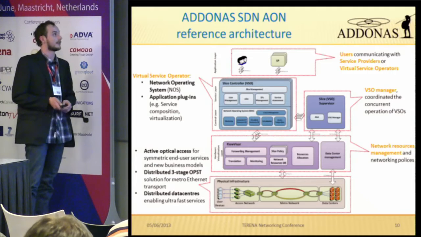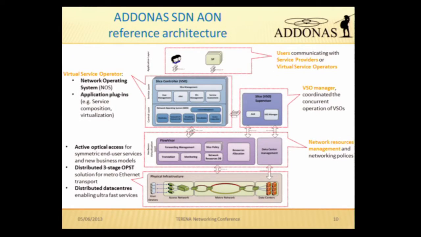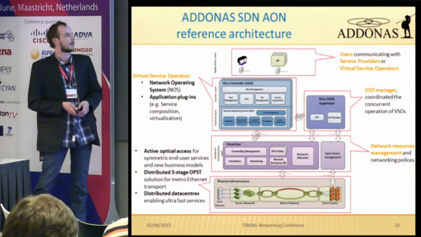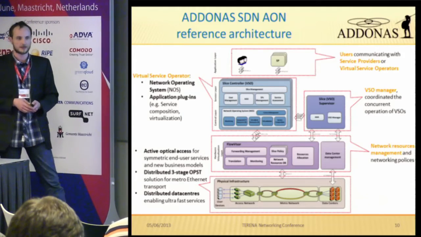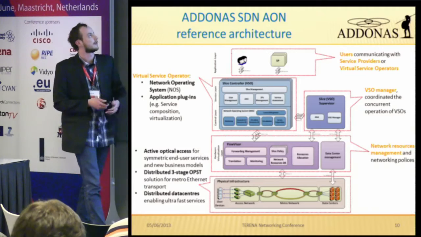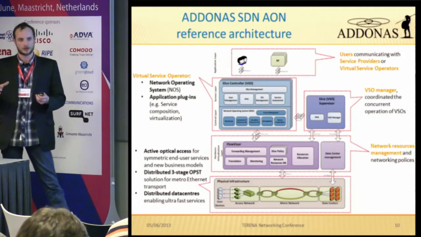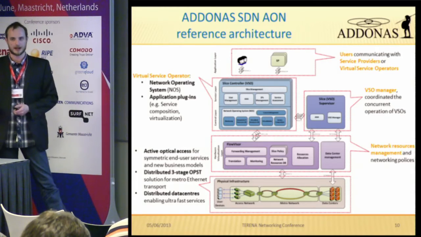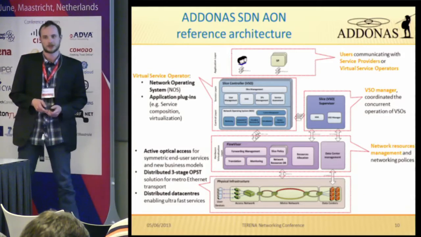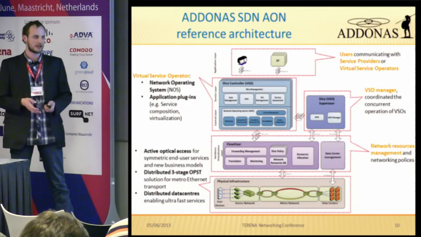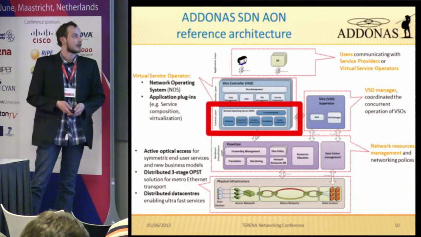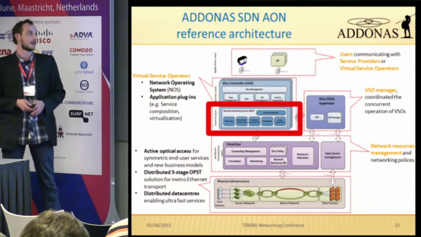Here is our SDN reference architecture. At the bottom, we have the physical infrastructure, which is active optical access for symmetric end user services. Then we have network resources management and networking policies. We have used FlowVisor in order to virtualize the network's physical infrastructure. We have the VSO Manager on the right-hand side, which is configuring the slices for virtual service operators. And on the left-hand side, we have a virtual service operator, which consists of a service layer, which is responsible for managing services, users, accounting, and so on, and a network operating system, the control layer, which is responsible for setting up connections and for managing this slice of physical infrastructure. In the later presentation, I will focus on the control layer element.